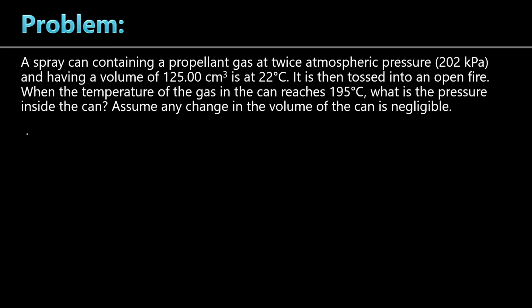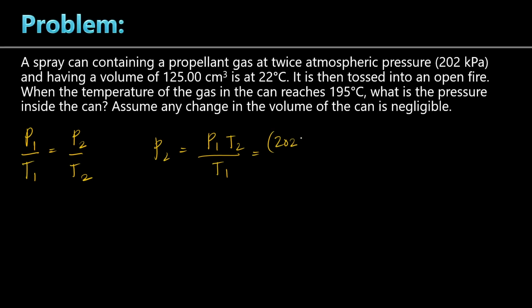Di ba direct? Kung direct yan, naka-divide, no? P1 over T1 equals P2 over T2. So, to solve for P2, we just multiply P1 and T2 and divide them by T1. So, substituting the values. Ano yung pressure? Initially, the pressure is 202 kilopascal. So, dahil kilo yan, times 10 to the 3. And T2. T2 is 195 degrees Celsius.